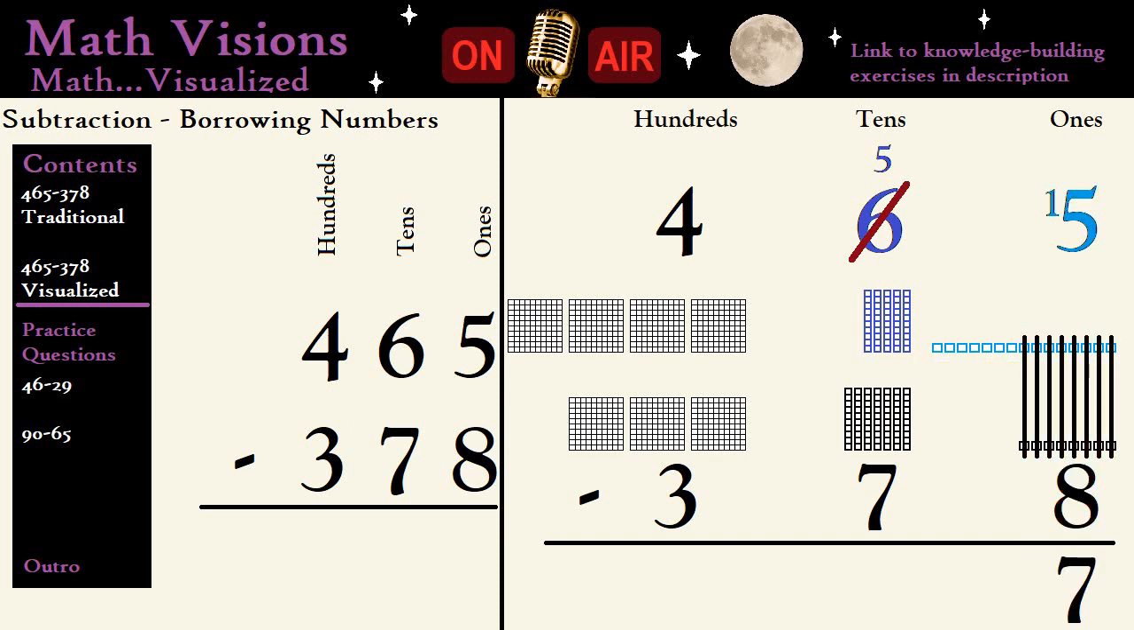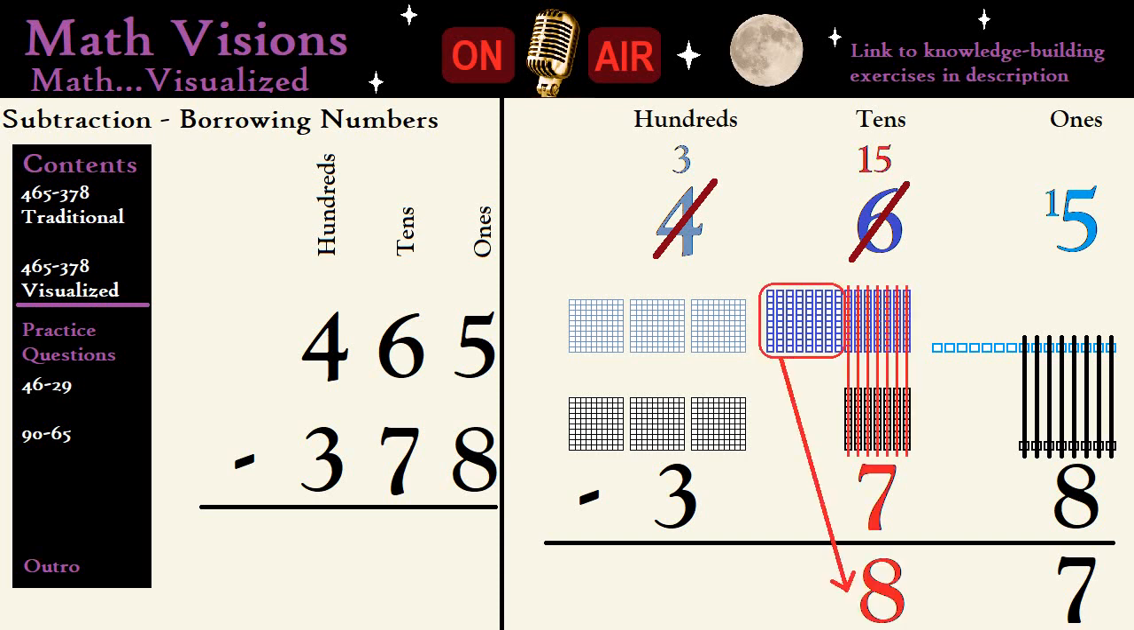Moving 1 space to the left, we have 5 groups of 10 squares minus 7 groups of 10. Since 5 is less than 7, we borrow 1 group of 100 squares from the hundreds place. This is the same thing as 10 groups of 10 squares. So we now have 15 groups of 10 squares in the tens place. Now, when we subtract 7 groups of 10 squares from 15, we're left with 8 groups of 10.